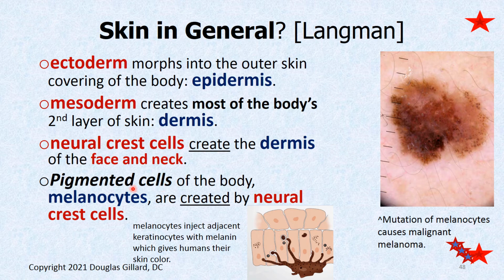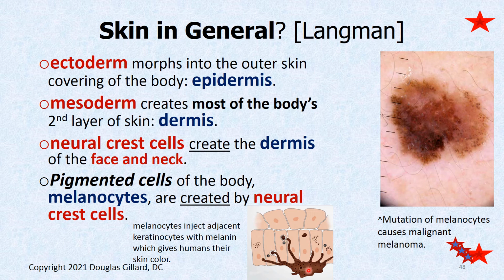You have to watch out for this. Pigmented cells, the embryology authors say pigmented cells. That's not what you call these things. That's an old AKA. These are called melanocytes because they secrete melanin. So watch out for pigmented cells. It's a weird AKA used by some of these embryology authors. But they're also created by neural crest cells.